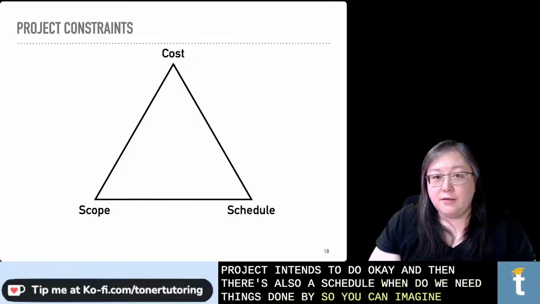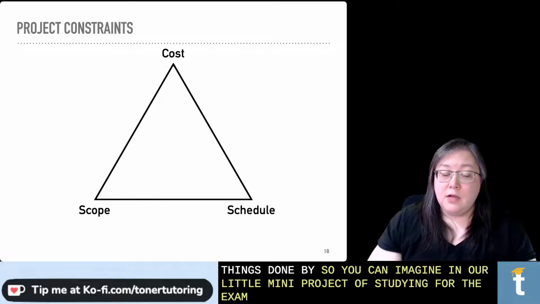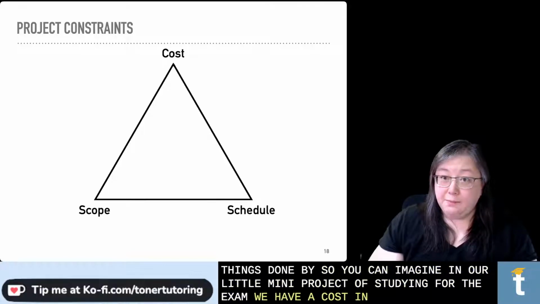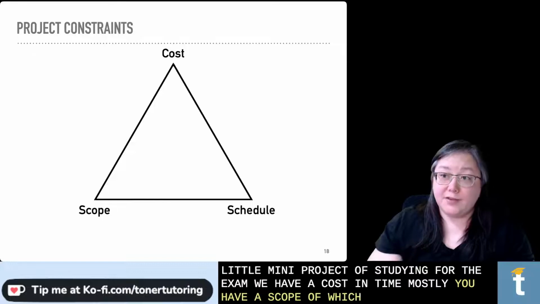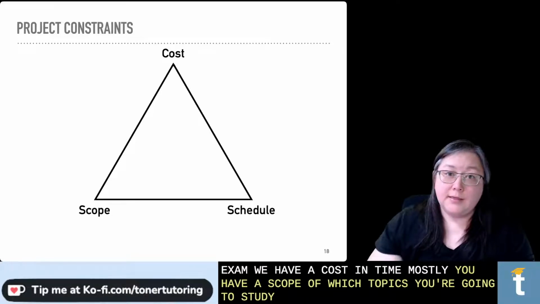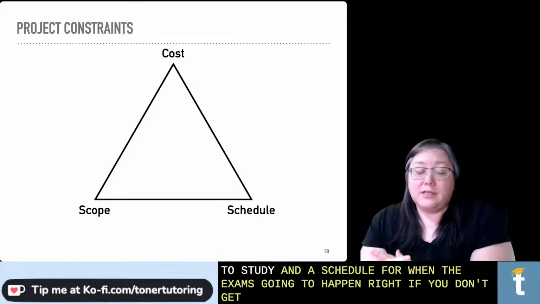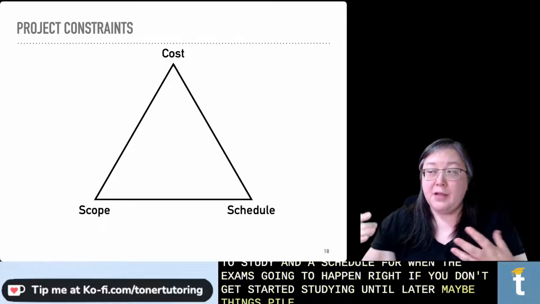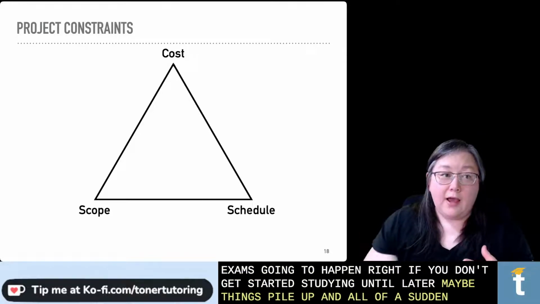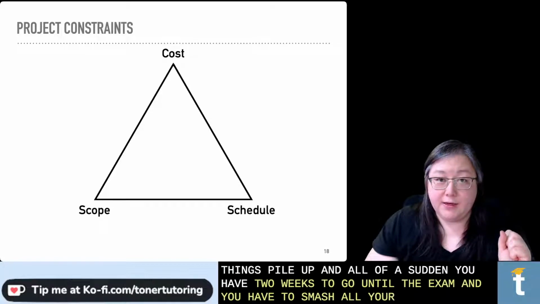So you can imagine in our little mini project of studying for the exam, we have a cost in time mostly. You have a scope of which topics you're going to study, and a schedule for when the exam's going to happen, right? If you don't get started studying until later, maybe things pile up and all of a sudden you have 2 weeks to go until the exam and you have to smash all your studying in.